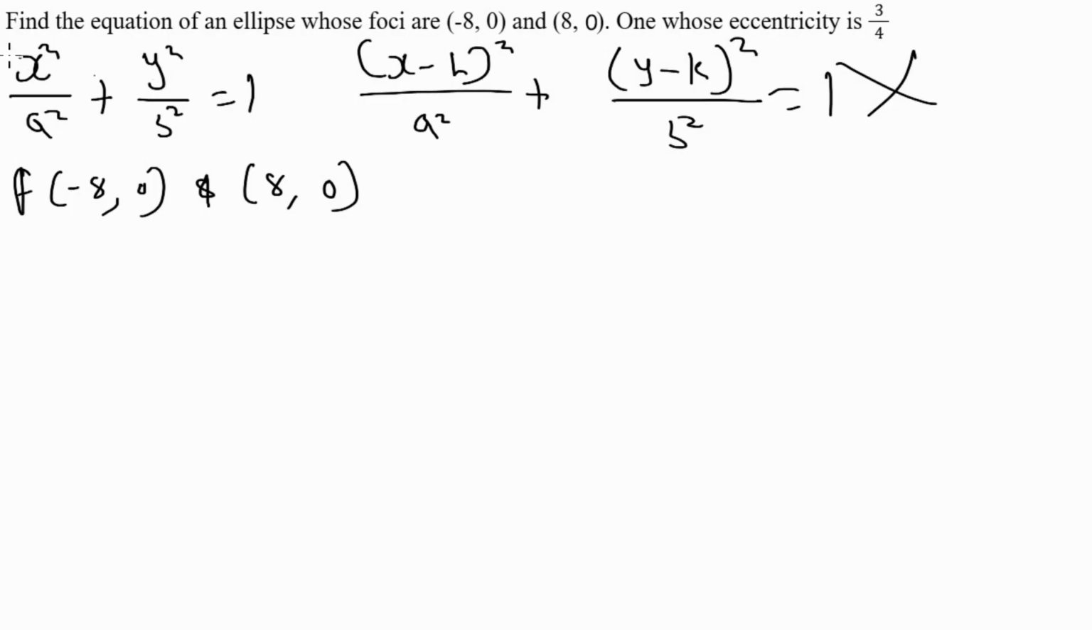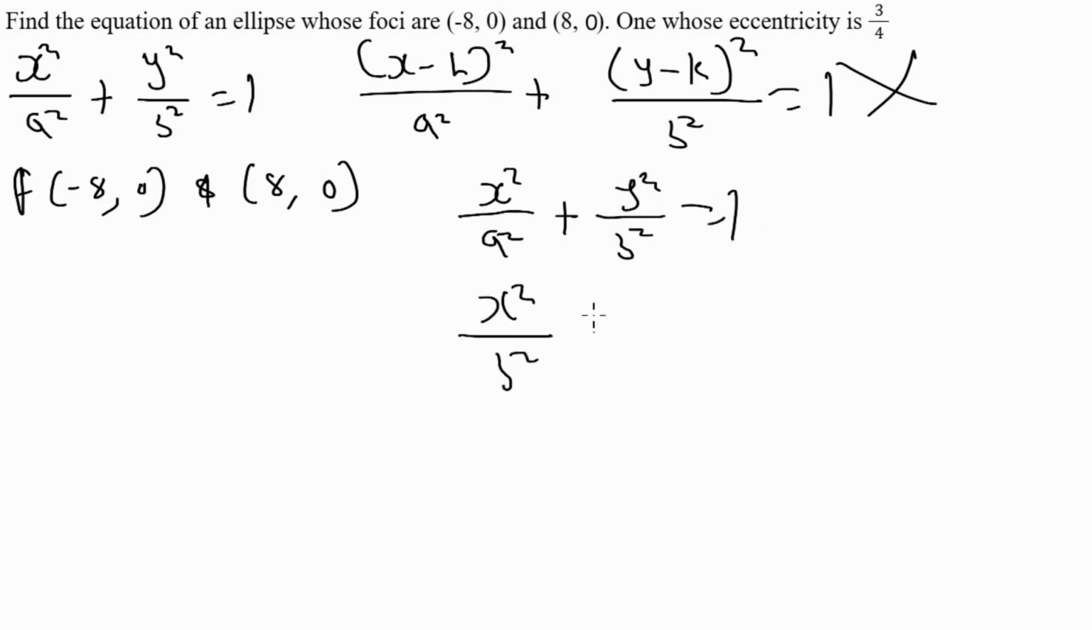Okay, now that we know that it will either be this or the values of a and b should change, we now need the orientation to know which exactly it is going to be. It will either be x squared over a squared plus y squared over b squared equals 1, or it should be x squared over b squared plus y squared over a squared equals 1. So it's either of these two. So let's confirm. We need the orientation.